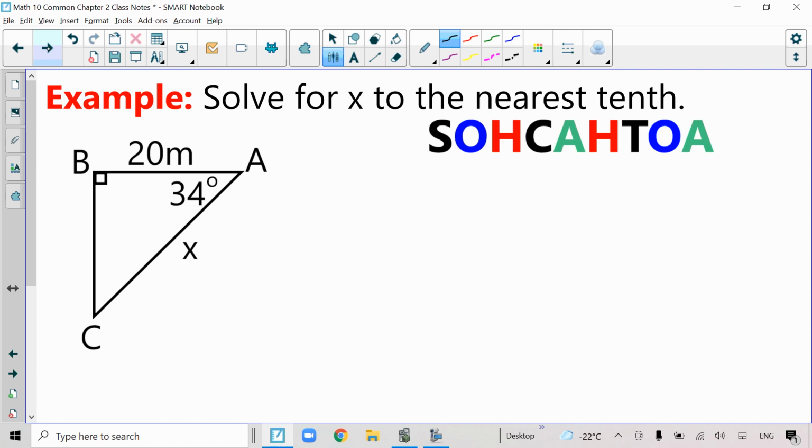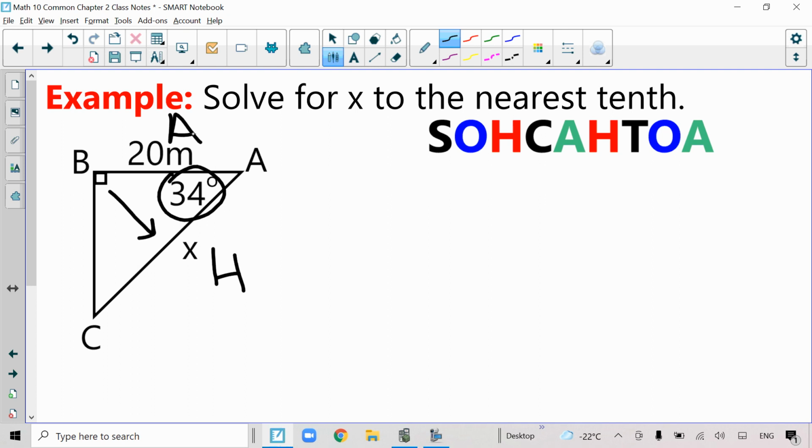Okay, let's go on to another one. Solve for x to the nearest tenth. Again, same process. Circle your angle, that's what I'm looking at, and label all your sides. So this x is opposite the 90-degree angle, so I know that's the hypotenuse. The 20-meter side is directly beside. It's part of the sides of the angle that make up the 34 degrees, so that is adjacent.